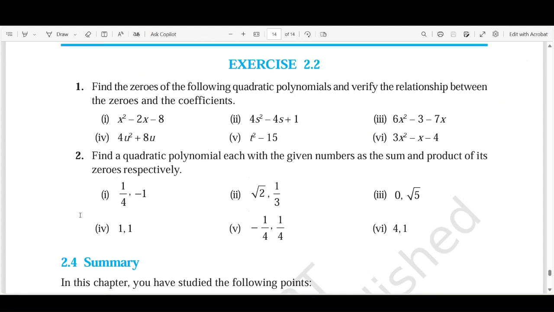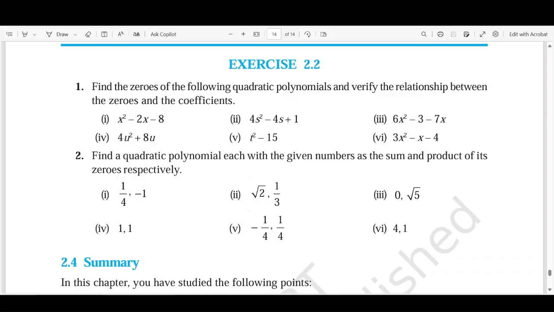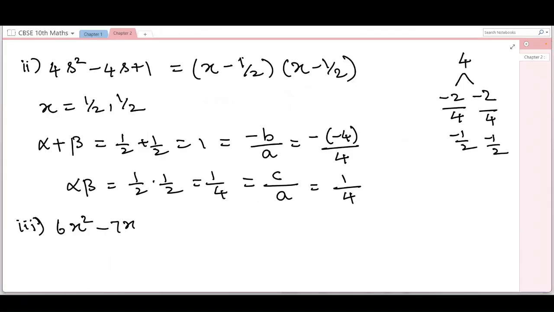6x square minus 3 minus 7x. 6x square. So I am just rewriting it. So this is the quadratic polynomial given to us. Now we have to find the factors.